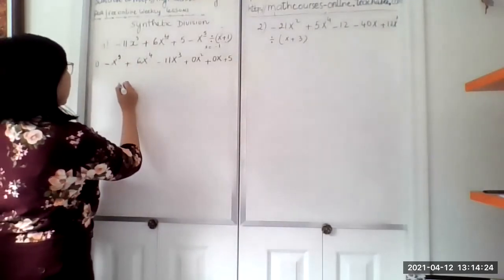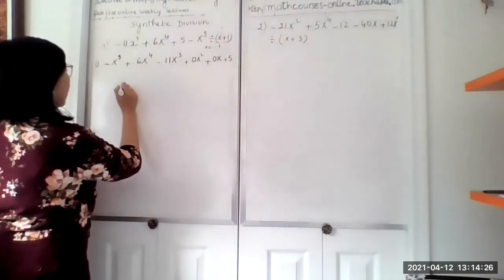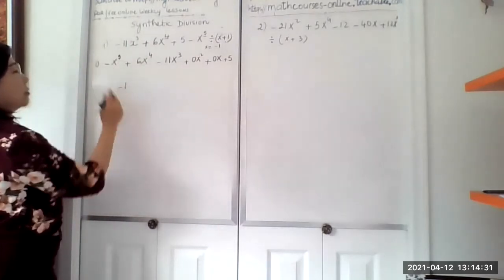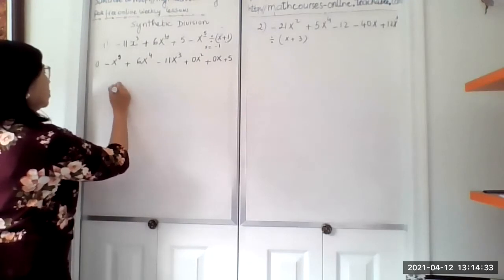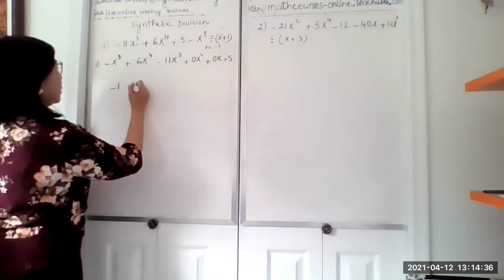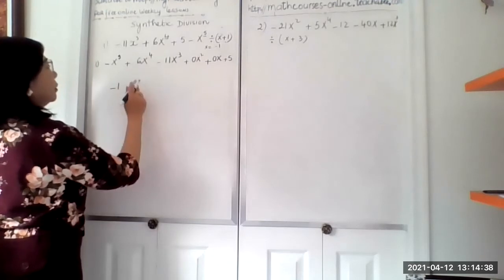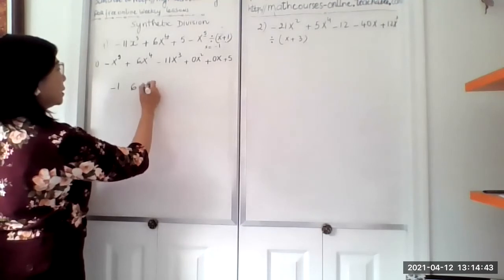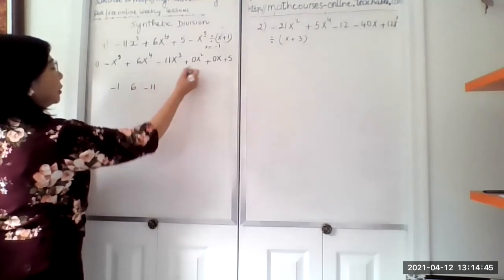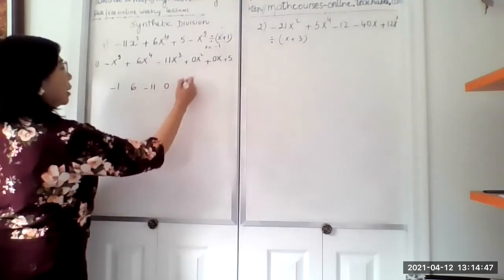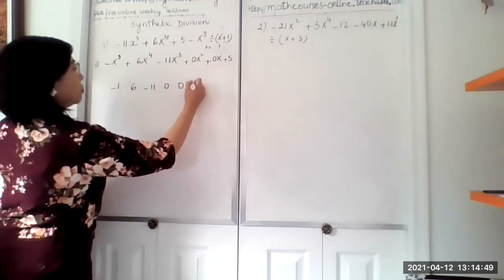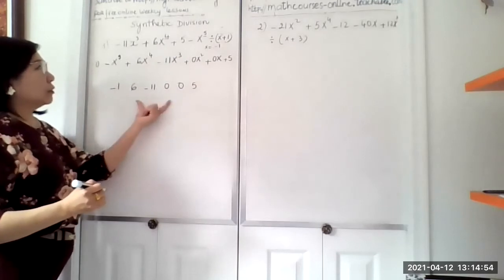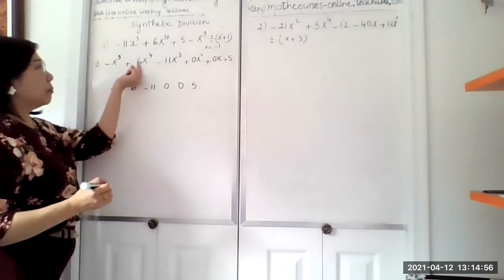So I'm going to put here minus 1 without copying down the x. Just minus 1. And the next will be just 6. Instead of 6x to the power 4, I omitted the x, just 6. Next will be minus 11. Next will be 0. Next will be 0. And next will be 5. And that's how I record the coefficient numbers.